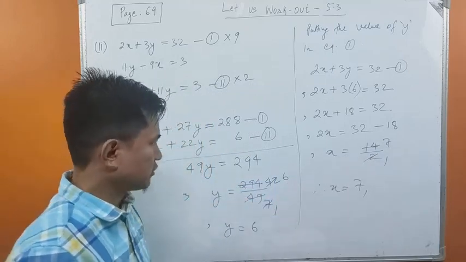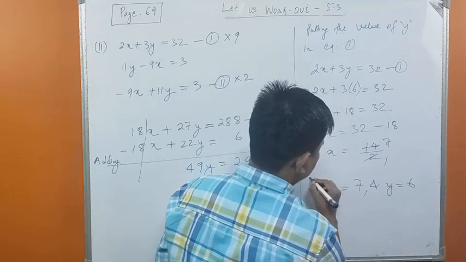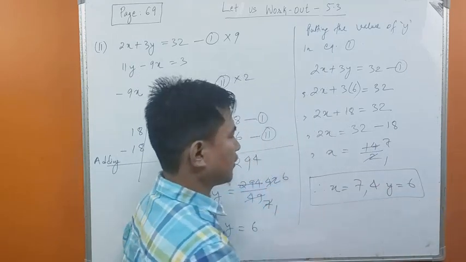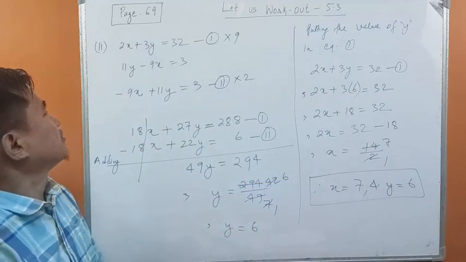And y equals 6. So we were asked to find the values of x and y. The x is 7 and y is 6. Okay, I hope you got this. Let us do the next question.